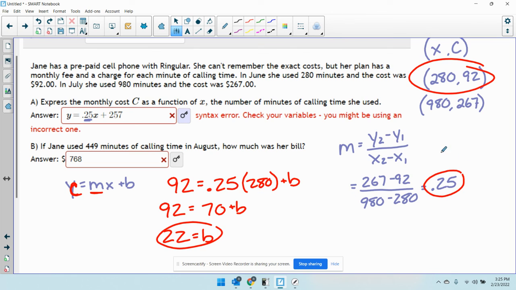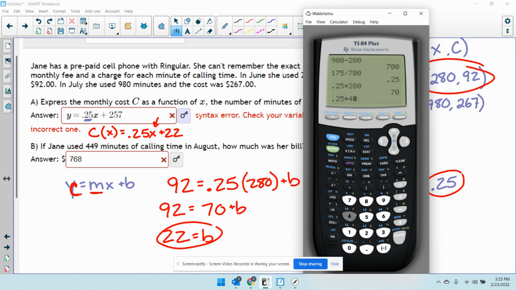There's my b, there's my m. Be careful here because it says enter your monthly cost as c equals. So your answer should really look like this. c as a function of x, c with respect to x, like that, equals 0.25x plus 22. And then for this guy, since your answer here is changed, you'll just plug in 449 in for x. And we would get 0.25 times 449 plus 22. Her bill will be $134.25.